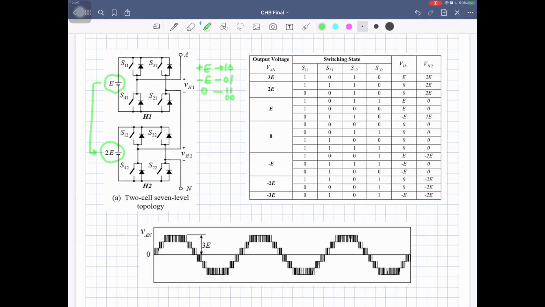From the second inverter you can get either plus 2E, minus 2E, or 0 volt. For plus 2E you will have to apply switching code 1 0, for minus 2E you will have to apply switching code 0 1, and for 0 you will have to apply either 0 0 or 1 1. So by applying the proper switching code you can get some defined voltage at the output. By adding these you can set any output voltage level from this range. What is that range? You can have E, you can have 2E, or the sum of these, 3E.